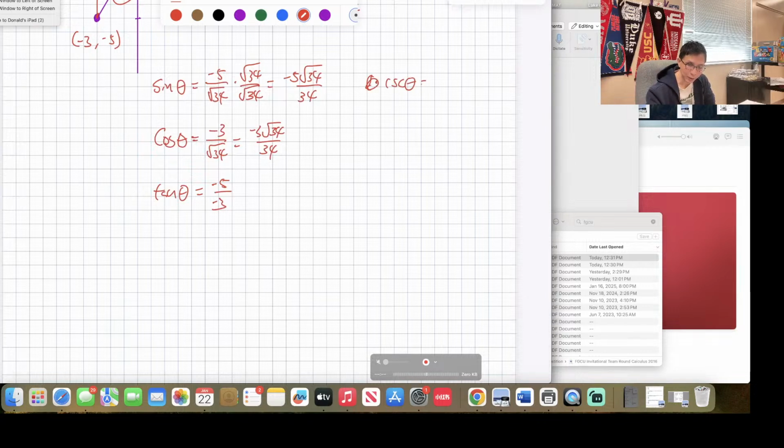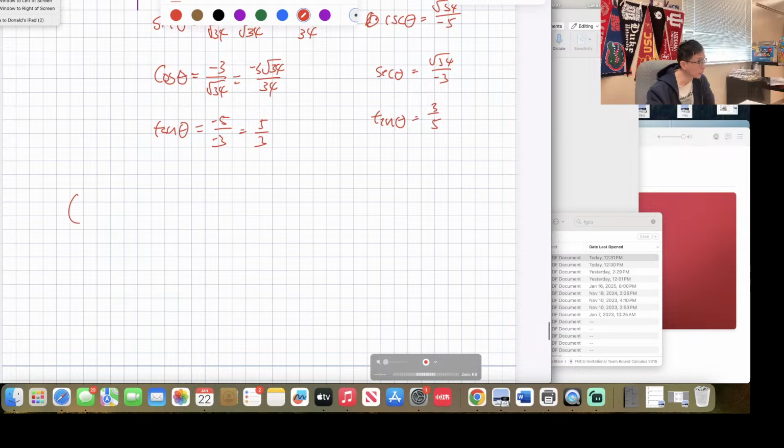Now what will be cosecant theta? Well, that's going to be square root 34 over -5. I just flipped that. That's easy. Secant of theta is equal to square root 34 over -3. Cotangent of theta is equal to 3 over 5, which is this is 5 over 3. Is that pretty easy? So I'm going to give you the same question but different coordinate, okay?